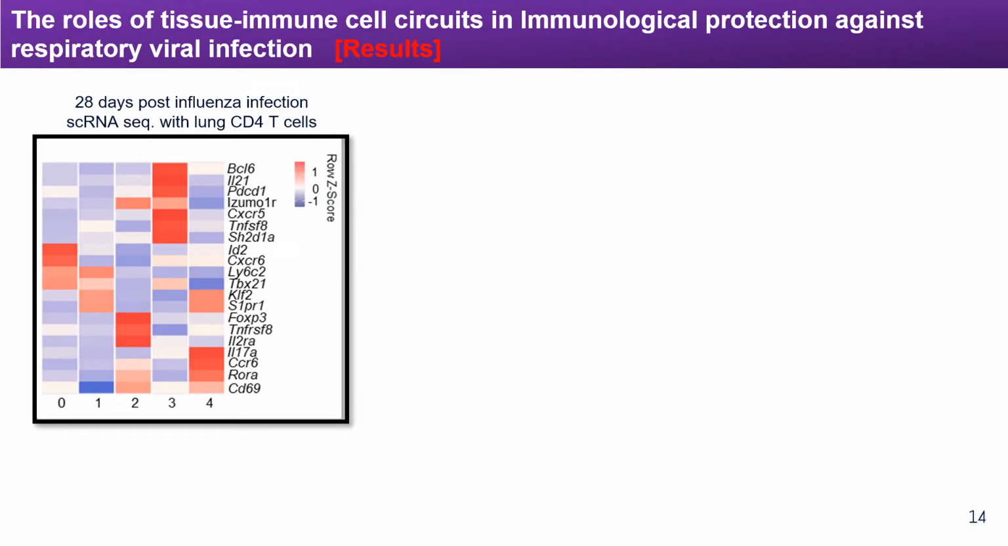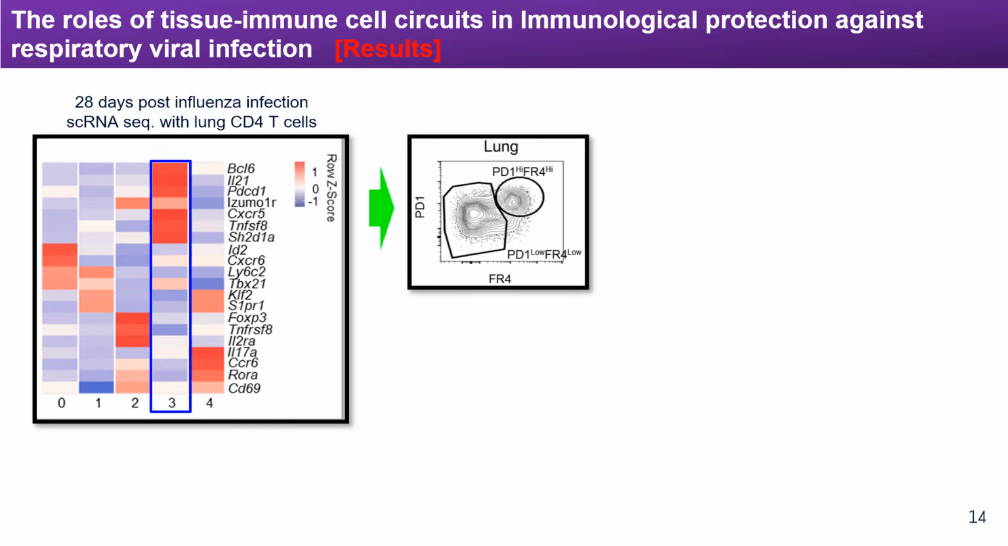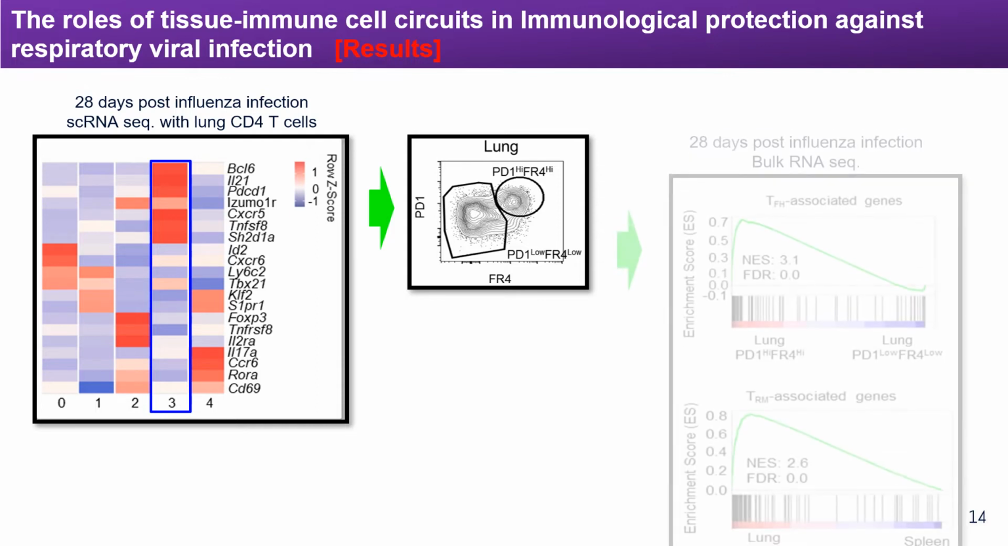Then, to identify which tissue CD4 T cell subtype has this unique function, the lung CD4 T cells were sorted and single-cell RNA sequencing was performed. As you see here, interestingly, I found one follicular helper T cell-like population at cluster 3. To track this population, I used PD1 and FR4 as specific markers. With these markers, I observed a clear cell population like this. For further analysis, PD1 high FR4 high cells and other cell populations were sorted, then bulk RNA sequencing was performed.